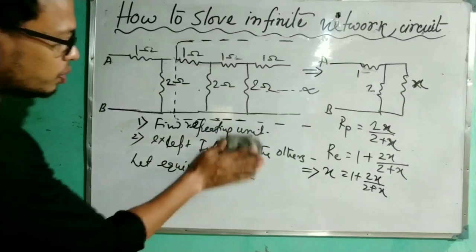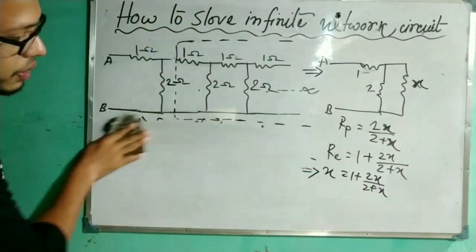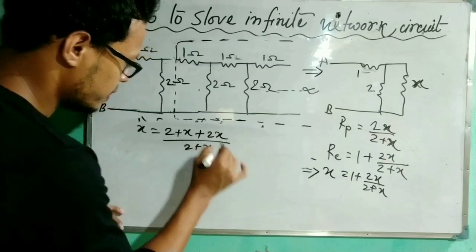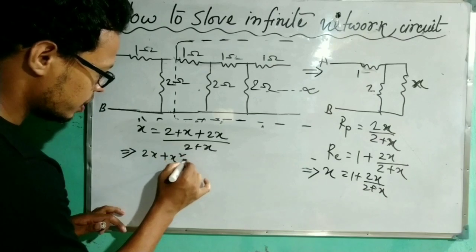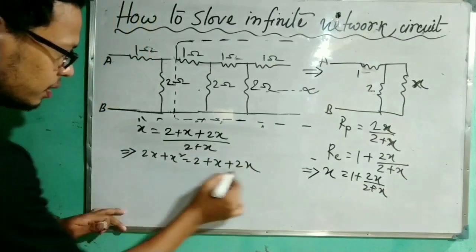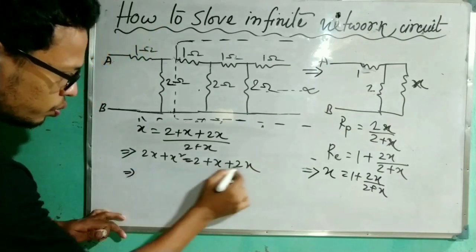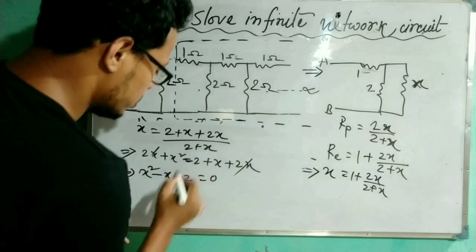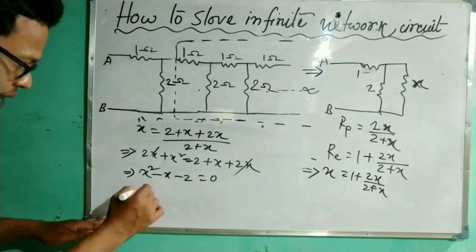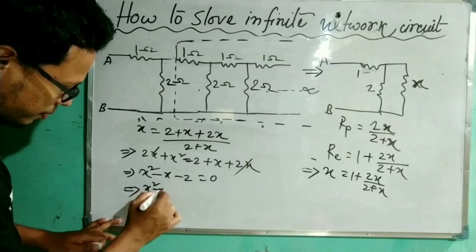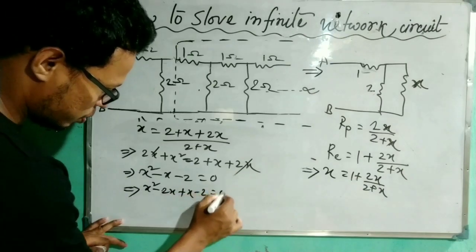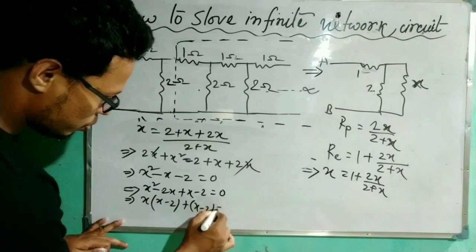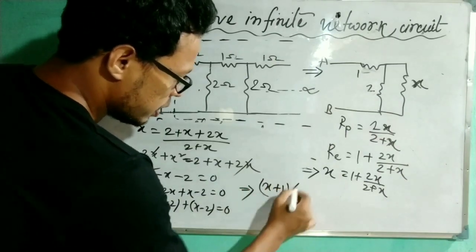Now solve it. We will get X equals 2 plus X plus 2X divided by 2 plus X. So 2X plus X square equals 2 plus X plus 2X. Now 2X cancel from each other. So X square minus X minus 2 equals 0. We can write X square minus 2X plus X minus 2 equals 0. Take X common: X into X minus 2 plus X minus 2 equals 0. This will be X plus 1 into X minus 2.